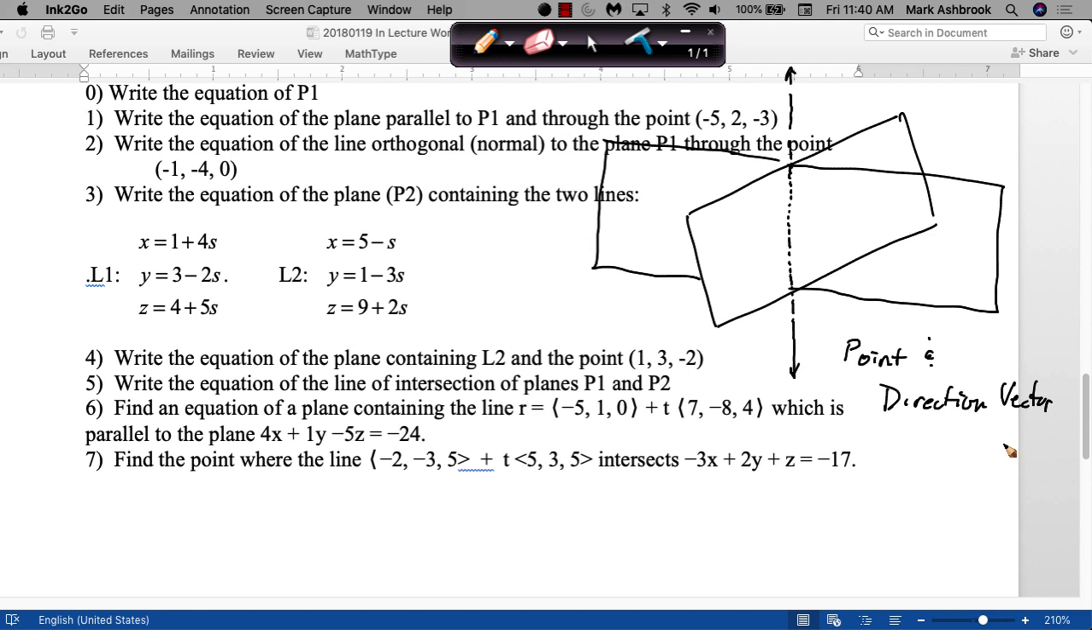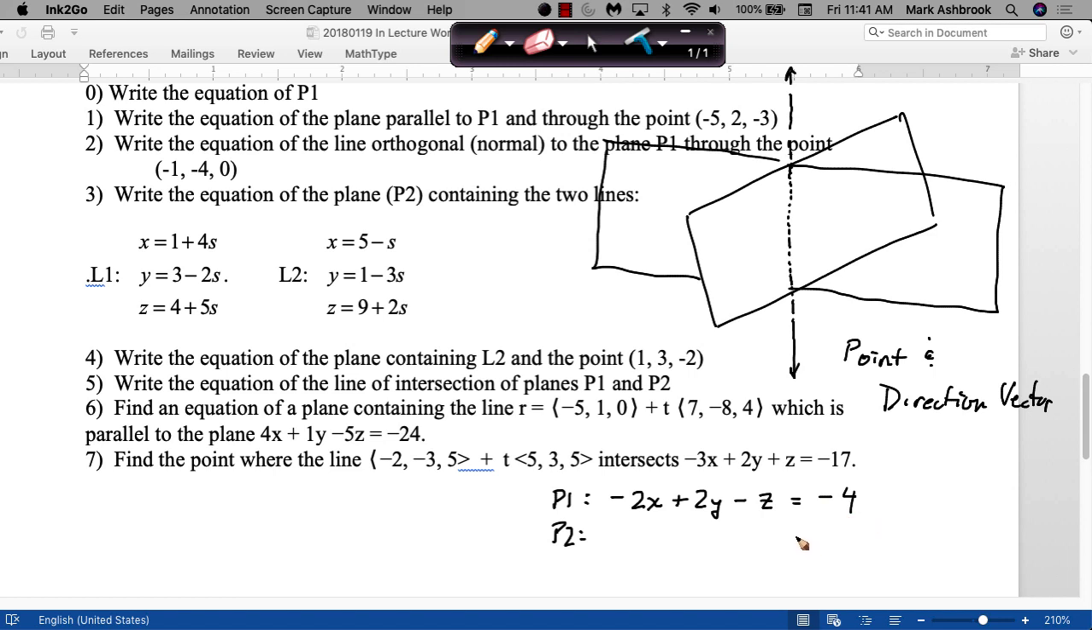Okay, so let's start with the point. Does anybody have planes P1 and P2 and you're pretty confident on the equations? Do you have them yet? P1 we should have. What's P1? Negative 2x plus 2y plus z equals negative 4. Are we good?